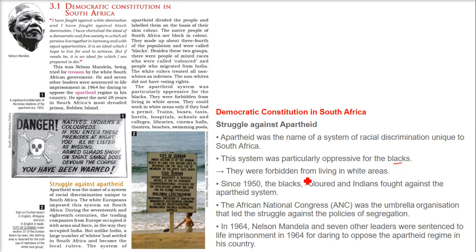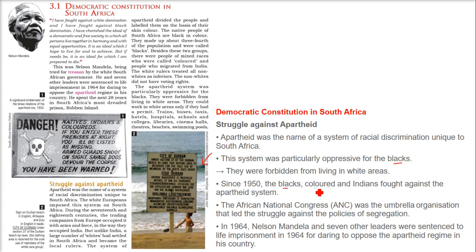And the main thing was, this was their country, but they were forbidden from living in white areas or going into certain places. Like this is a picture of a beach, and it is clearly written here that blacks are not allowed, only whites can take this beach to their advantage.